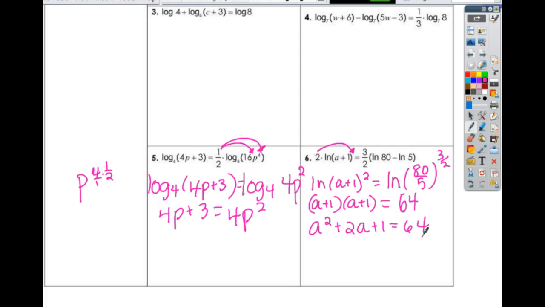Wait, before I go on, are you having trouble getting the 64? Is that what you're having trouble with? All right, let's make sure we can do that, okay? So if I do 80 divided by 5 gives me 16. Now I need to raise it to the 3 halves. So let's find. Above what? Oh, it's above the sign? Yeah.